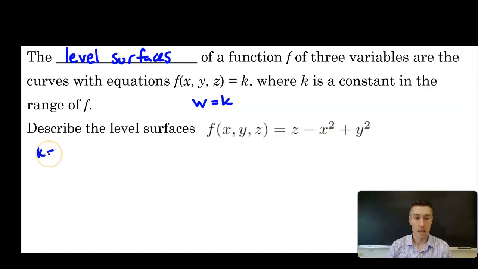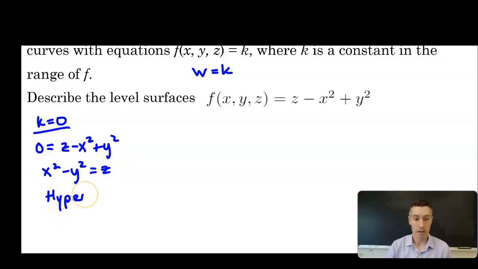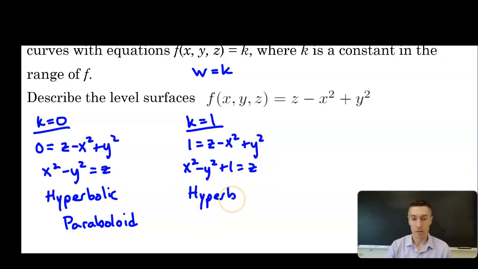So let's start with k equals 0. Let's see what we get. So that would be 0 equals z minus x squared plus y squared. So if we solve for z, that would be x squared minus y squared equaling z. And that's going to be a hyperbolic paraboloid. And then if we take k to be equal to 1, so 1 equals z minus x squared plus y squared. So x squared minus y squared plus 1 equals z. Again, a hyperbolic paraboloid.